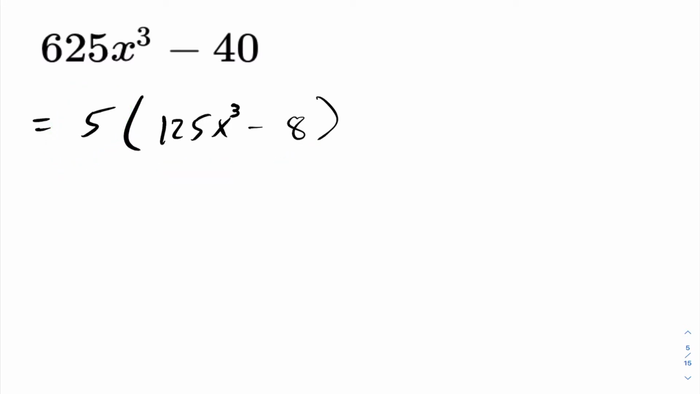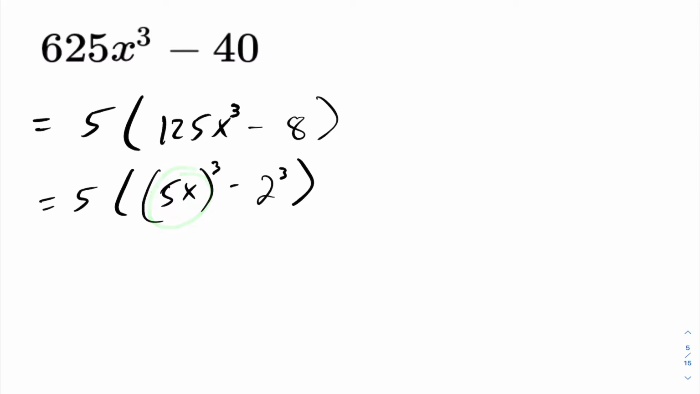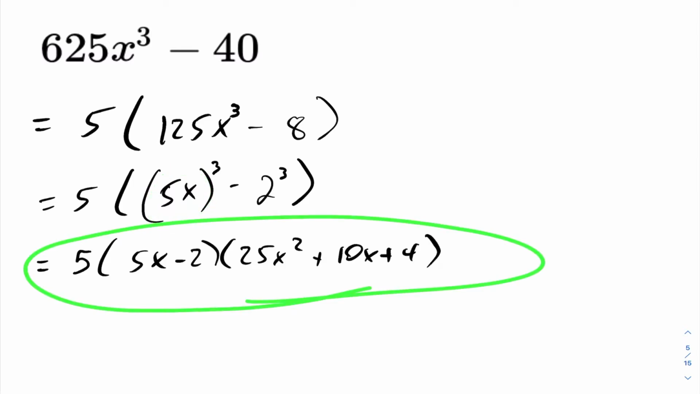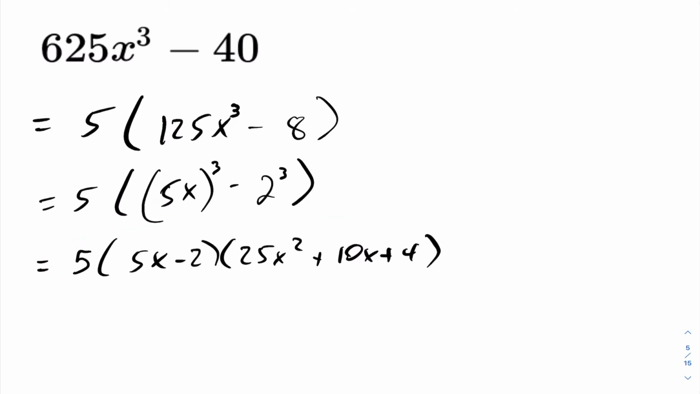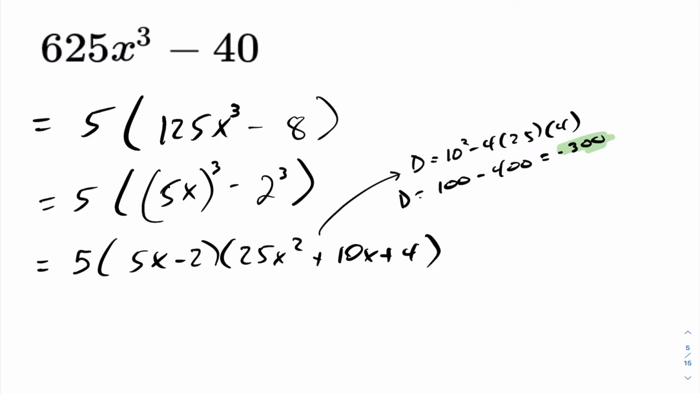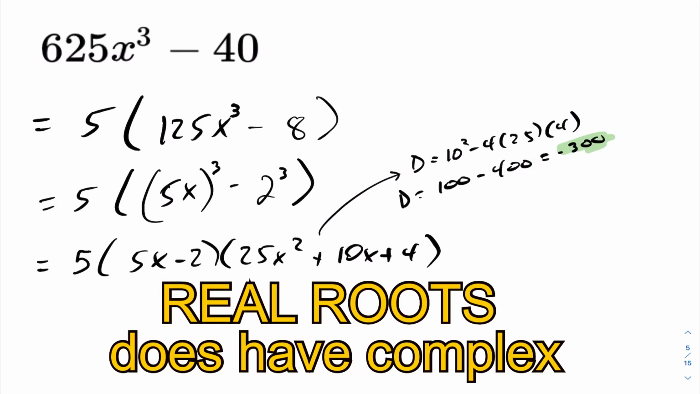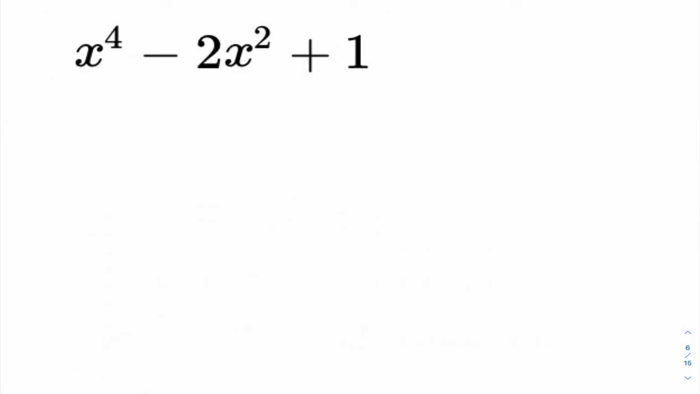Again, I'm going to rewrite this as a power of 3 and rewrite this as a power of 3. Doing so, you can see here you get 5x quantity cubed minus 2 cubed. Now we can go ahead and apply our difference of cubes formula, and now our quadratic is fully factored. Notice here that your degree 2 polynomial has a discriminant equal to negative 300 and therefore has no further roots. Let's take a look at another example. So in the next example here, we want to take a look at this degree 4 polynomial.